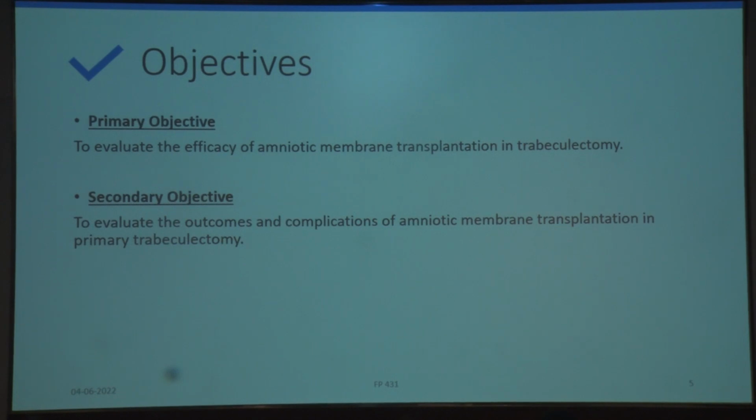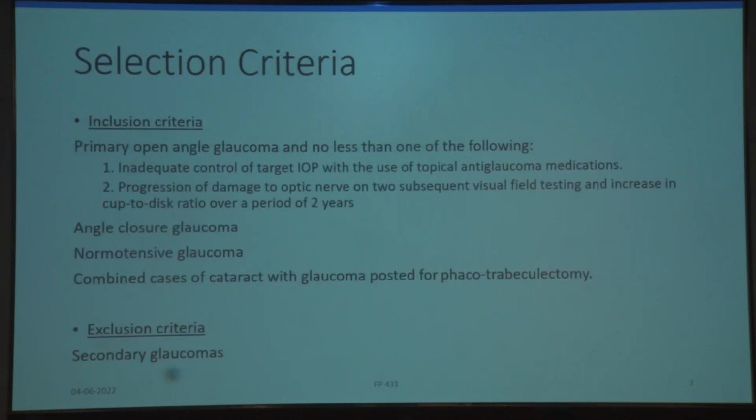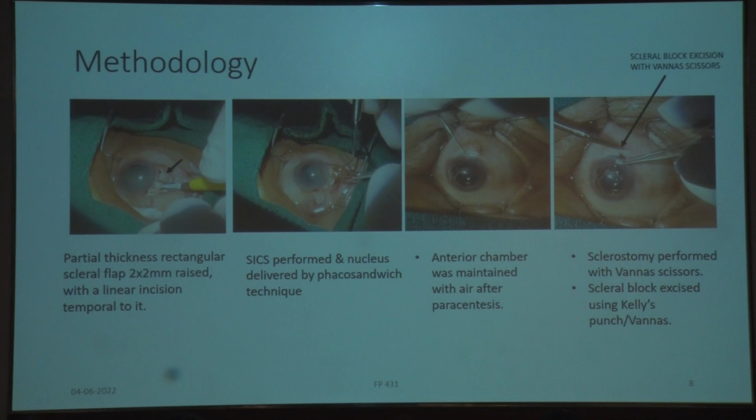The objectives: the primary being to evaluate the efficacy of amniotic membrane transplantation in trabeculectomy, and the secondary being the outcomes and complications that are seen. The study design is a prospective longitudinal interventional hospital-based study where 30 patients with primary glaucoma were included. Inclusion criteria: primary glaucomas which are uncontrolled and have rapid progression; exclusion criteria: secondary glaucomas.